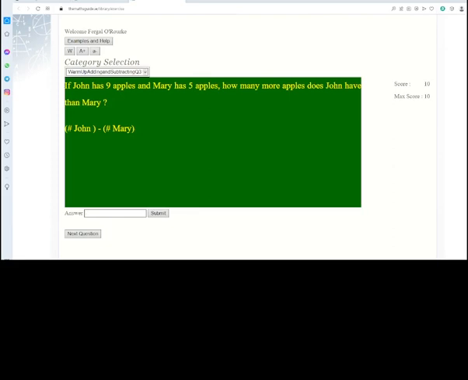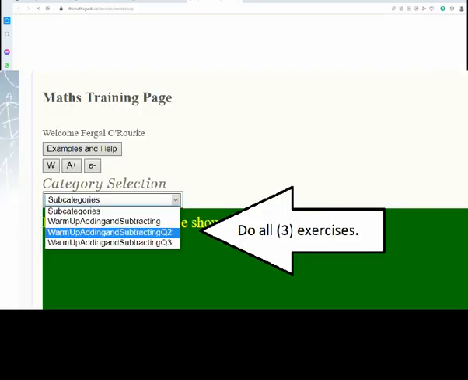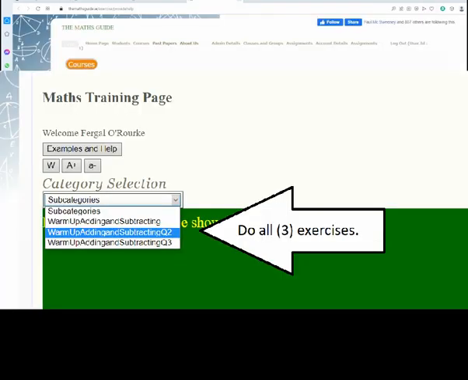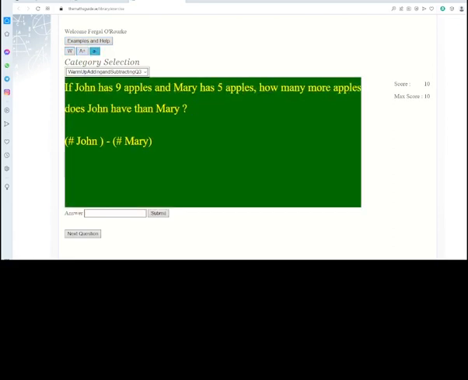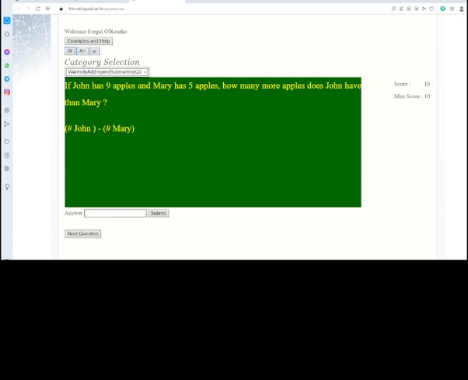So remember, you need to do all these questions here, and you can look at the examples and help if you have some difficulty and you want a little bit of extra help. You can also change the color of the screen or the size of the font if that helps you as well. Okay, so the best of luck and enjoy the questions.